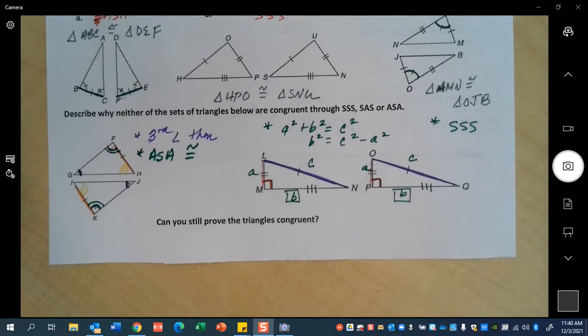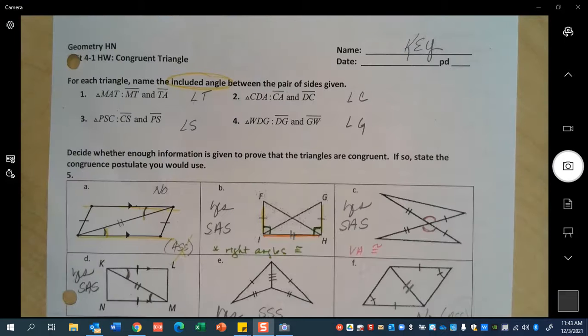Take out your homework first. Marcus said take it out. All right, let's talk about the homework. If you had to explain to a friend how to answer 1, 2, 3, and 4, what would you tell them? The included angle is?